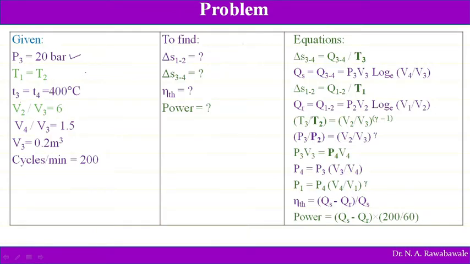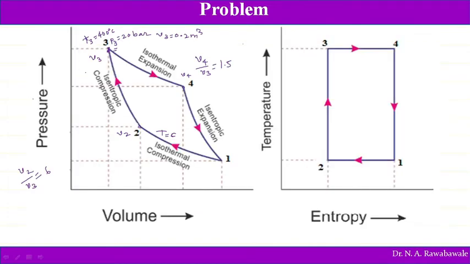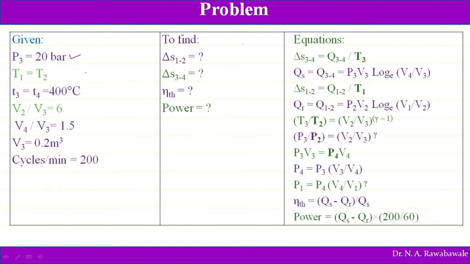So the highest temperature is 400 degrees Celsius. The temperature at point 3 is equal to the temperature at point 4, and the temperature at point 1 is equal to the temperature at point 2. So T3 is equal to T4. From the T-S diagram we can write that the highest temperature in this cycle is 400 degrees Celsius. So T3 is equal to T4, which is equal to 400 degrees Celsius.